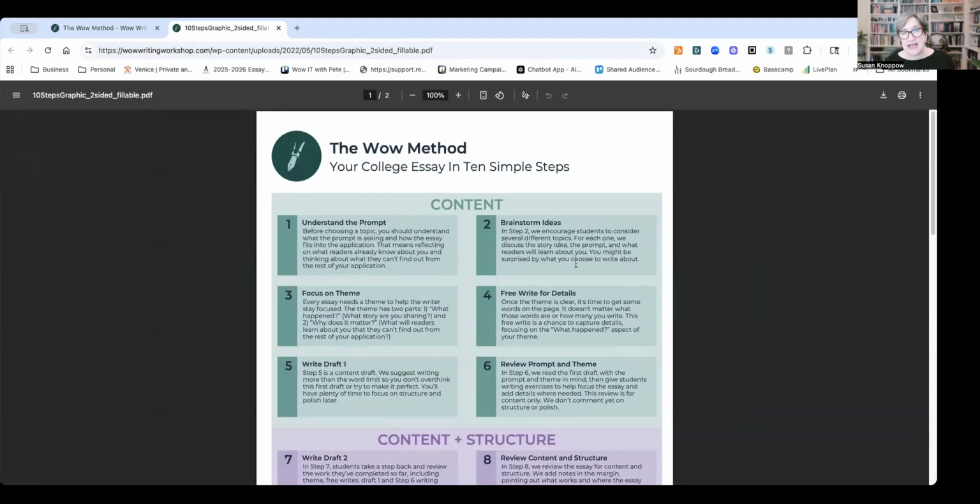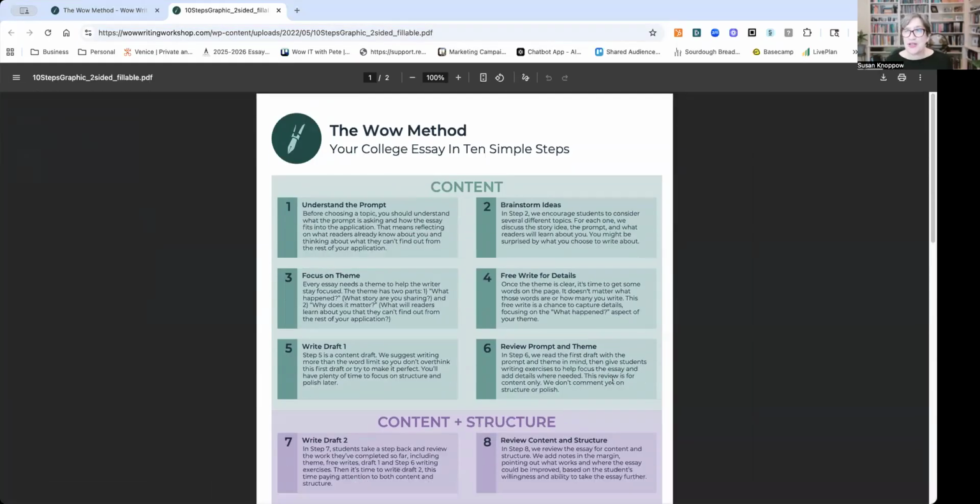I'm sharing this because I'm talking about essay reviews today, and I want to distinguish between 3 kinds of review. There's a content review. That's what happens here in step 6. In fact, we review the theme before a student even goes on to write an essay. I'm not going to get a lot into that. I'm going to talk more about what do you do after you have a draft.